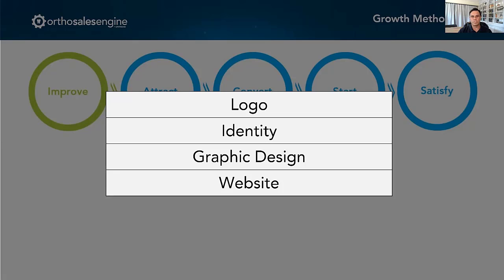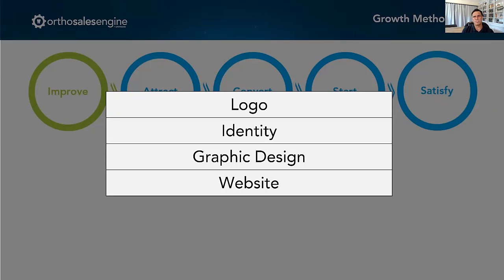And then next is identity. That's everything connected to the logo: business card, your brochures, all the collateral, all the signage, everything else that is connected to the brand. And then everything that's designed in the office, including signs, brochures, everything that is designed by someone. Is that done well? Is it professional? Are your forms professional? Is everything that your audience is touching and feeling professional and matching your brand? Is it consistent?